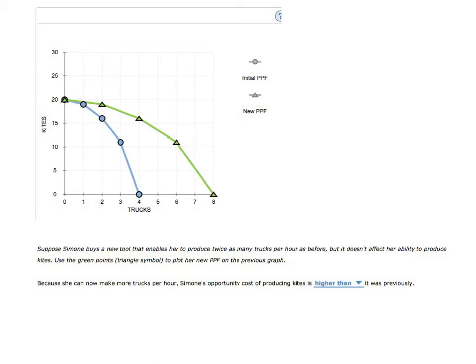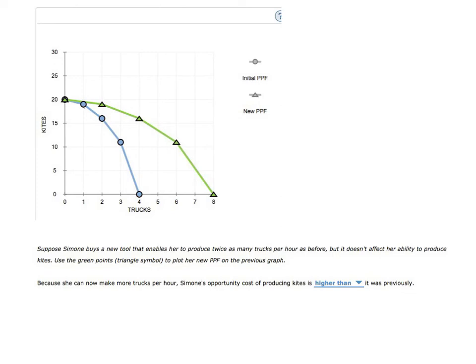The next piece of this problem is Simone has a new tool. She buys new technology that enables her to produce twice as many trucks per hour, but it doesn't affect her ability to produce kites. So you put a new graph on here, simply doubling the number of trucks. So instead of 1 truck, we're at 2 trucks. Instead of 2 trucks, we're at 4 trucks. Instead of 3 trucks, we're at 6 trucks. Instead of 4 trucks, we're at 8 trucks. So I just shifted out by doubling the number of trucks.